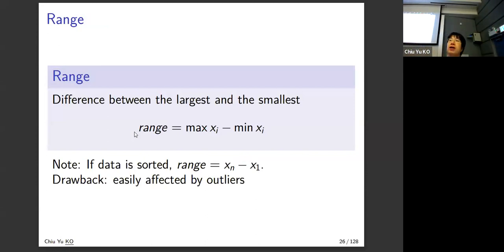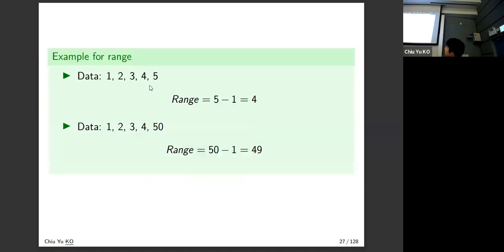Range is super simple. It is basically the biggest minus the smallest. The larger it is, the more variation the data has. It gives you some idea of what the data looks like, and of course it's easy to find outliers, the maximum minus the minimum. Look at this example, you have 5 numbers. The range is 4 in the first case, 49 in the second one.